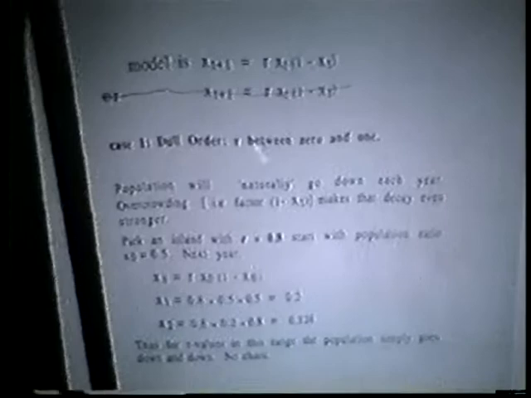Now, we've done hard stuff. Let's see if we can get some consequences from it. First consequence. I want to look at the case of R between 0 and 1. This is a situation in which the natural growth will not keep the island going with insects. The population will drop in any case. The extra factor of 1 minus x, the overcrowding, will just make the drop-off occur more rapidly. The population, it says here, will naturally go down each year.